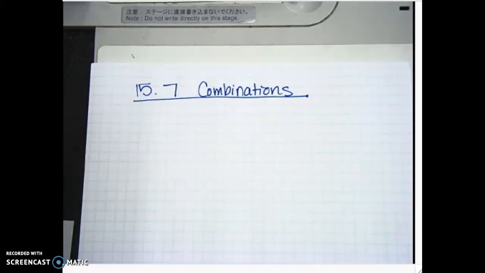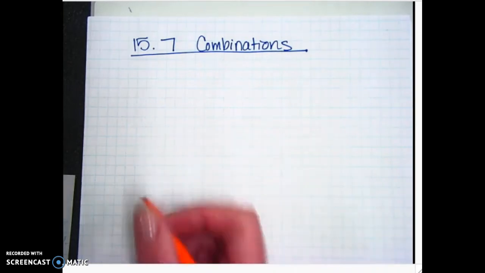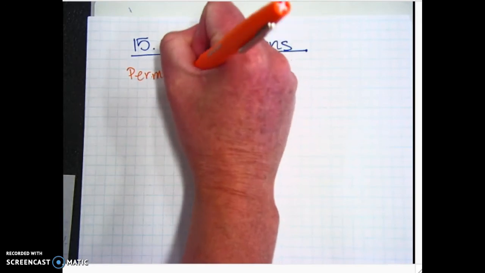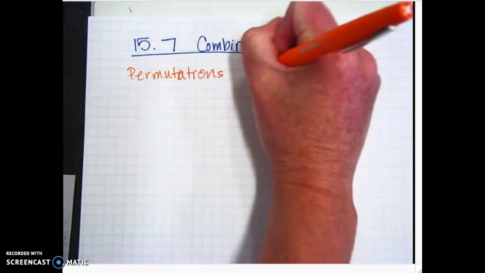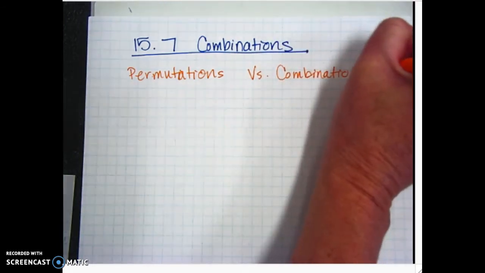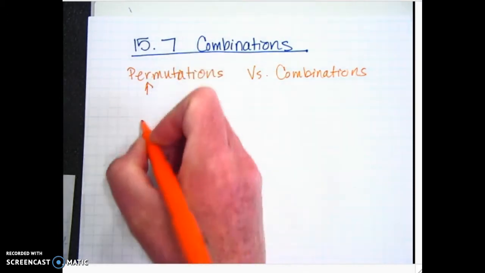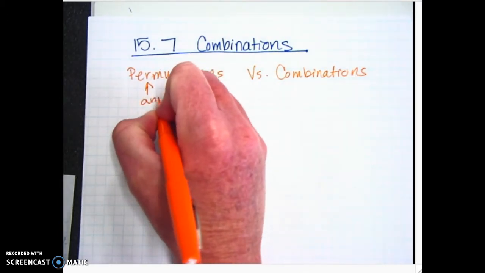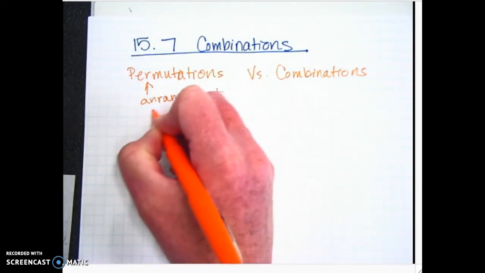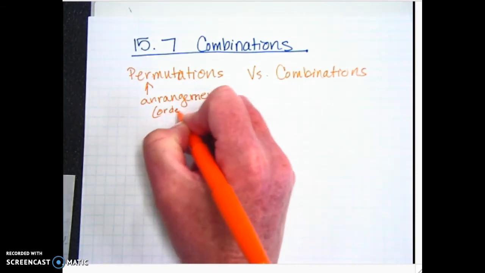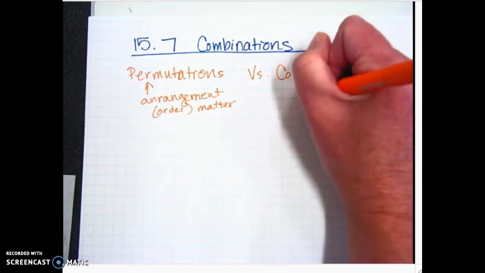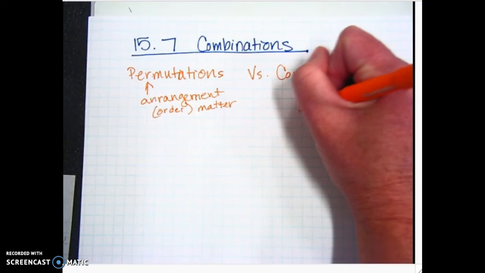So 15.7 is called combinations. On Friday we looked at permutations, versus today we're looking at combinations. The main difference is that in permutations the arrangement, or what you might think of as the order, is going to matter, whereas in combinations the order does not matter.